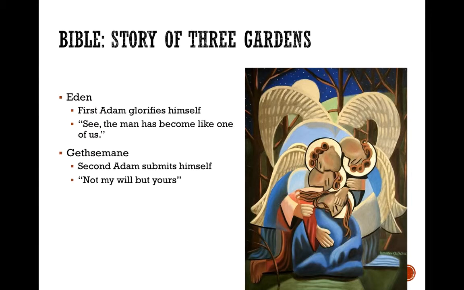In Gethsemane, the second Adam, Jesus Christ, submits himself to God's will. If you remember, and you could read this in Luke's gospel specifically, Jesus is there, he's struggling, and finally says, not my will, but yours. It's important that this takes place in a garden. It's connecting us to Eden. In the first garden, the first Adam glorifies himself. In the second garden, in Gethsemane, the second Adam submits himself, working to undo what the first Adam had done. And then the third garden is the resurrection garden.